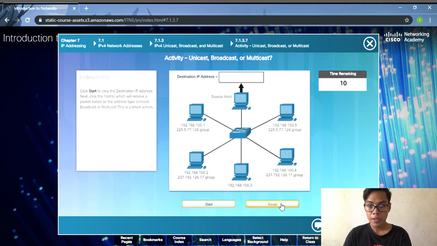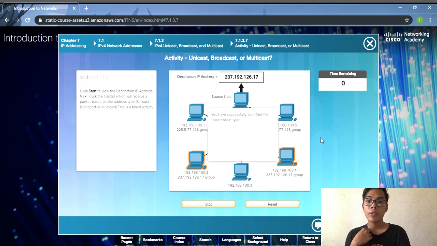Let's stop, reset, and let's try another one. 237.192.1268.17. So here is and this. So it is a multicast. So we have correctly answered that. So let's proceed to the next activity.